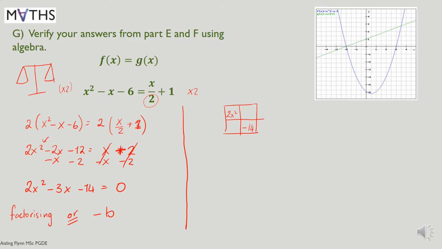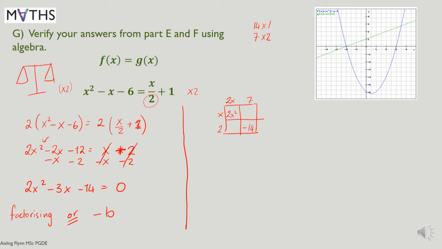So how do we make 2x squared? Well, we get it by multiplying 2x by x. And how do we make 14 by multiplying? This is the slightly harder bit. We can do 14 times 1 or 7 times 2, and we need to make a choice so that we get minus 3 in the center. I'm going to choose 7 and 2, and you'll see why in a minute.